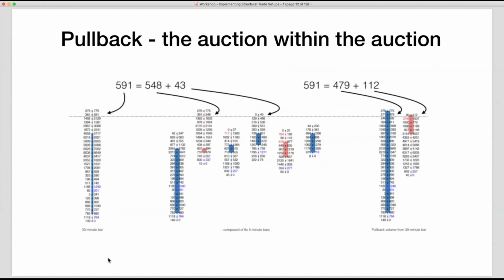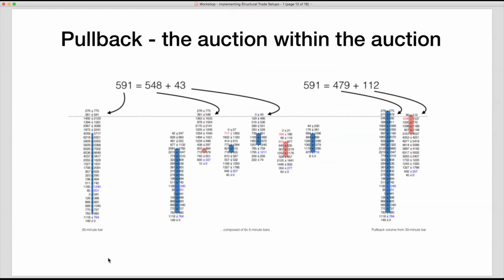So, pullback. Pullback is something I like to refer to as the auction within the auction. Sometimes this blows people's minds, so I'm going to go through this as slowly and clearly as I can. What this graphic is showing us on the far left is a footprint, a candlestick, which is a 30-minute bar.